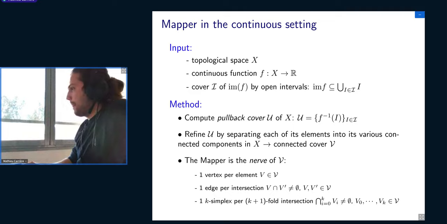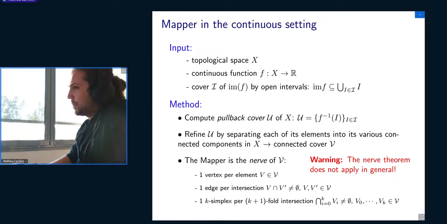Right, so that's just a formalization of what I just said, right? So you start with a space, a function, a cover, you pull back all the intervals in the cover of the function under F, you separate the elements into the connected components, and then you compute the nerve of it. As I just said, this construction doesn't necessarily mean that the nerve theorem can be applied, but under some restrictions about the parameters, you can actually ensure that this is true.